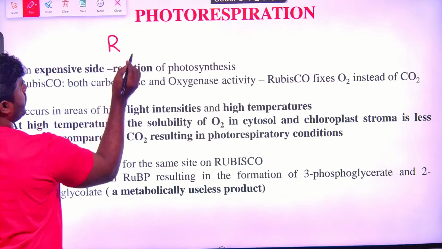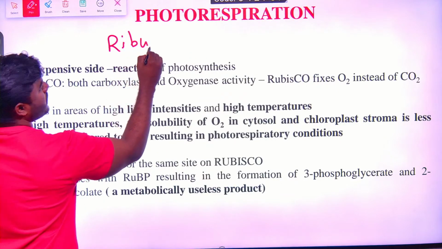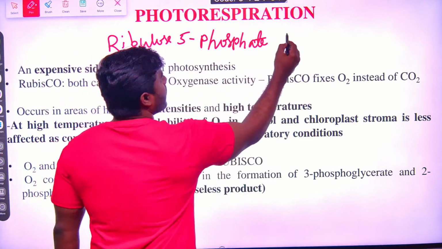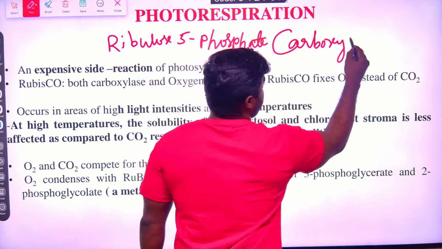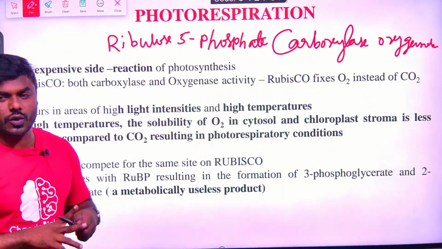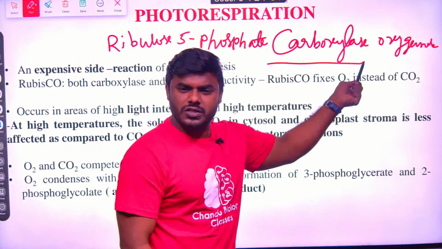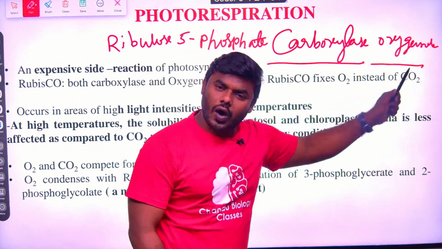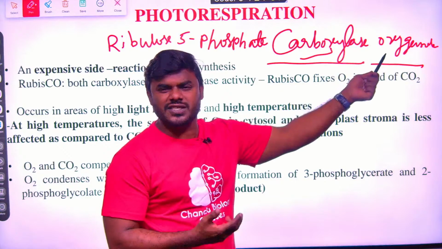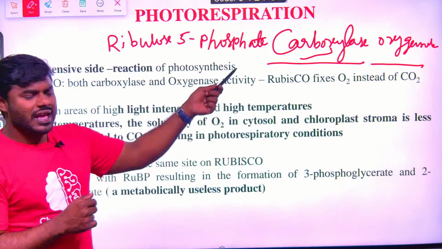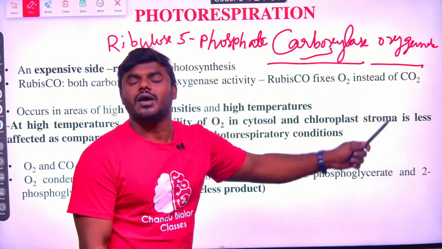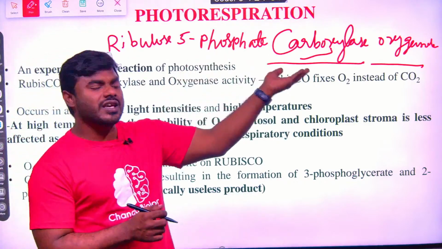So, the full form of Rubisco is ribulose 5-phosphate carboxylase oxygenase. This is the full form of Rubisco, which means Rubisco can fix carbon and it can also fix oxygen. But what does the plant need? The plant wants to fix only carbon. What is the point of fixing oxygen? There is no point. But since the enzyme is Rubisco, there is a possibility that it can fix oxygen also. Now the first question: why is Rubisco fixing oxygen instead of carbon?